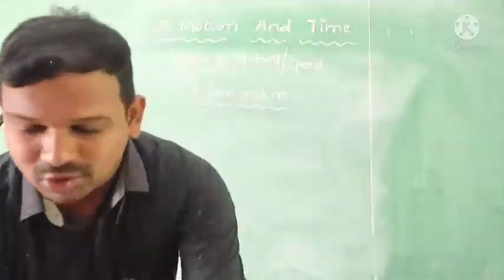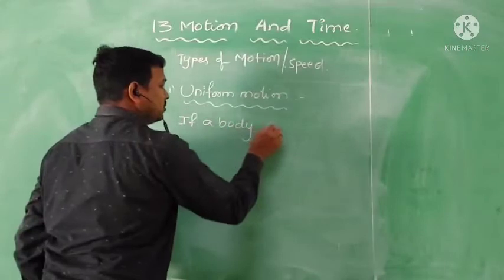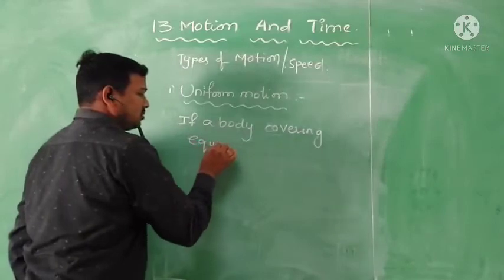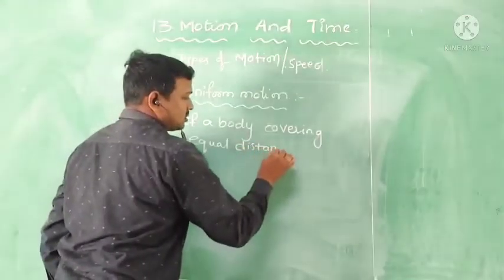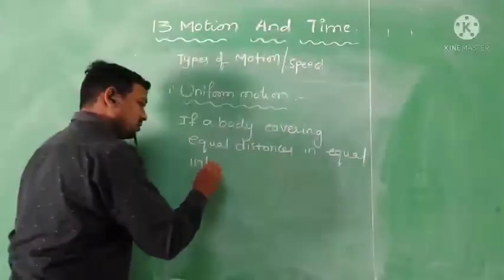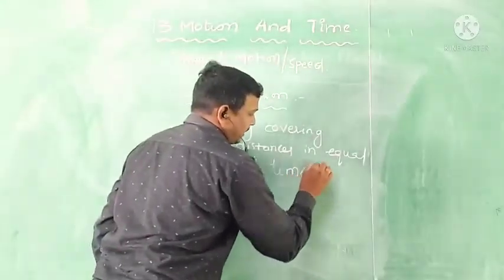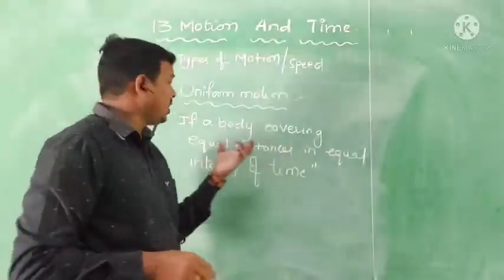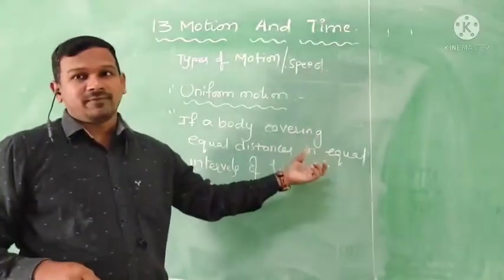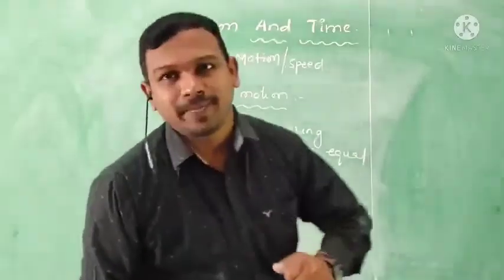What is the definition of uniform motion? If a body covering equal distances in equal intervals of time, then the type of motion we can call uniform motion. Example of uniform motion, what, right?